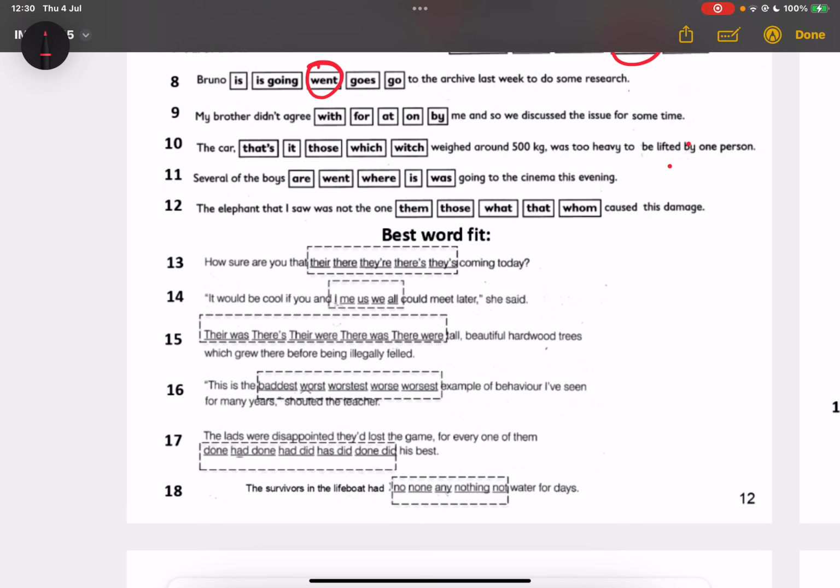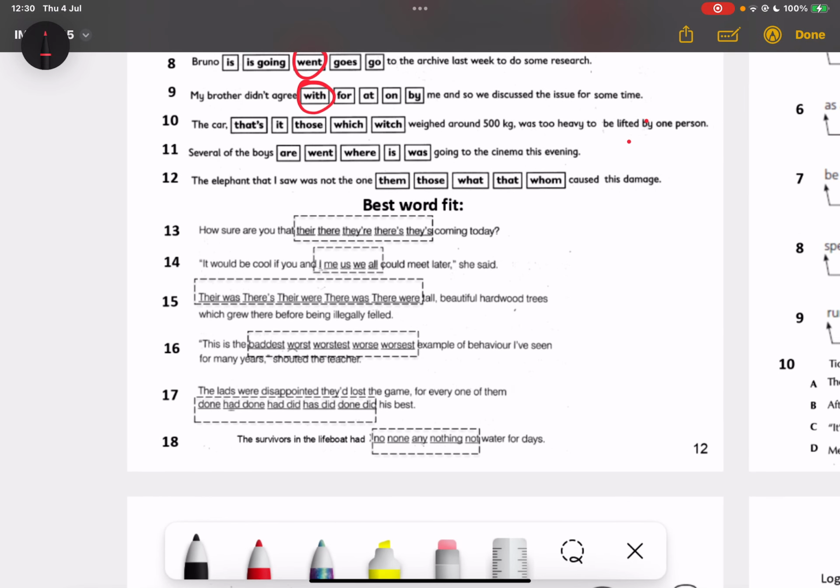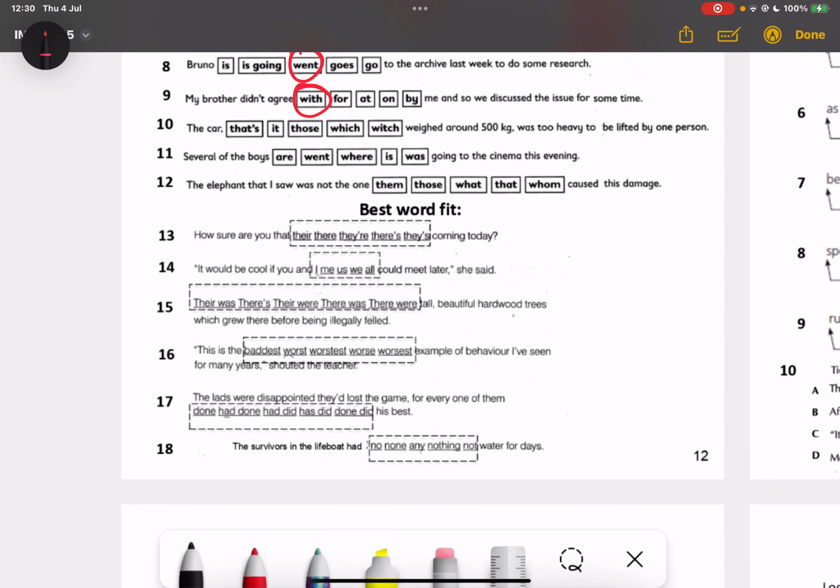Next is 9. So my brother didn't agree something me, and so we discussed the issue for some time. My brother didn't agree with me. 10. The car something weighed around 500 kilograms was too heavy to be lifted by one person. This one, the car which weighed around 500 kilograms was too heavy to be lifted by one person.